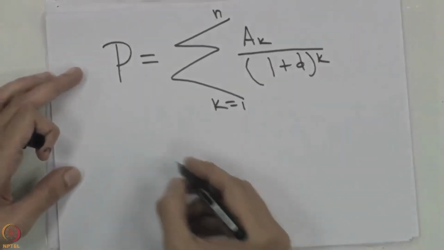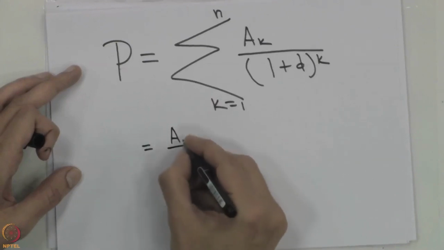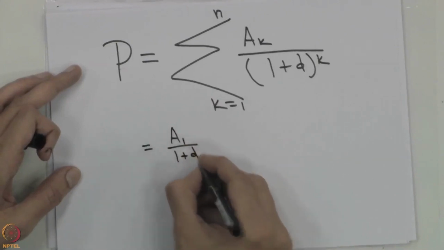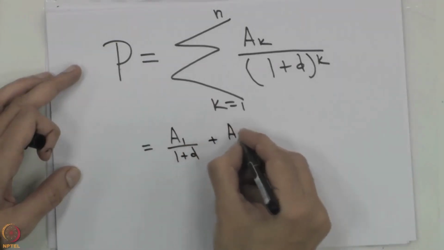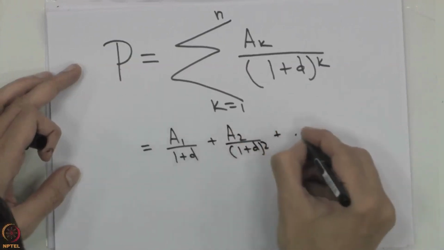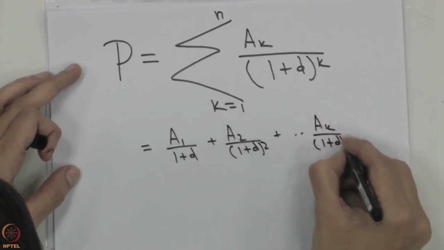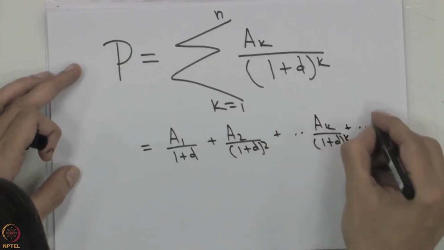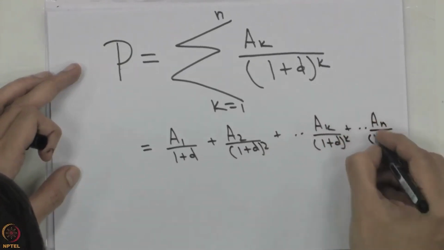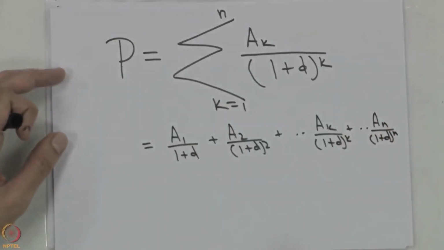So, if we write this out, this is going to be A1 by 1 plus d, plus A2 by 1 plus d squared, and so on, AK by 1 plus d raised to k, and so on, up to An by 1 plus d raised to n. I just rewrote this.